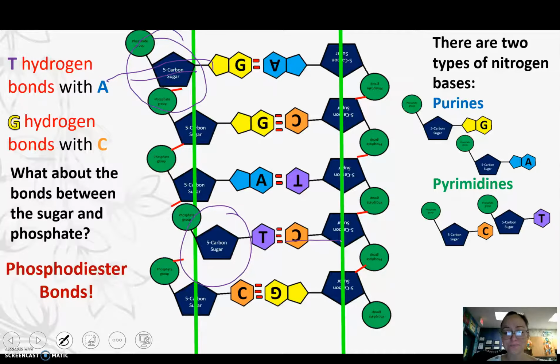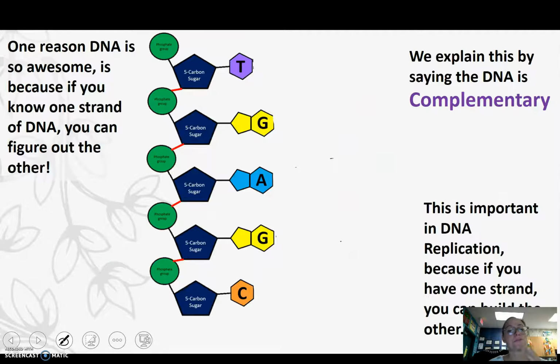Okay. So now, one reason DNA is awesome is because if you know one strand of DNA, you can figure out the other strand, all because DNA is complementary. Or complementary, I don't know how you say it. So if we know one strand of DNA, we can build the other, and this is important for DNA replication.